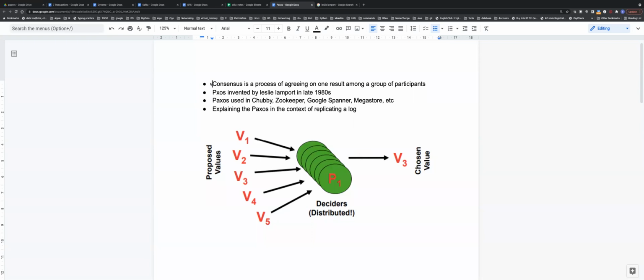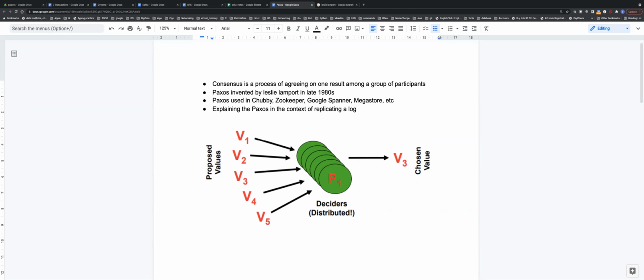So Paxos is a consensus protocol, and consensus is the process of agreeing on one result among a group of participants. Say these are the group of participants. Everybody can send one value. So this is a proposed value, and by using Paxos or a consensus algorithm, we could choose one value among all of these. We'll talk about Paxos here and how consensus is achieved.